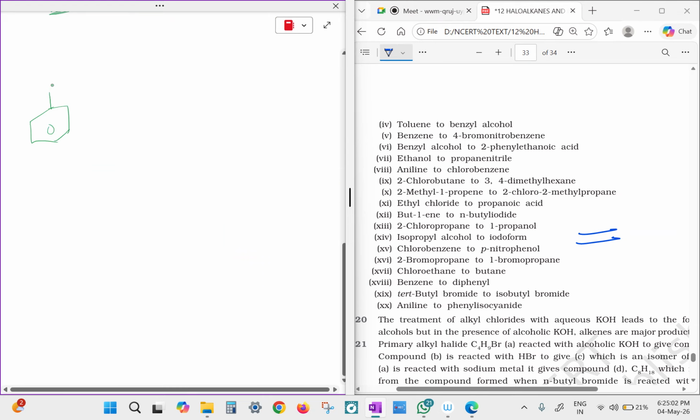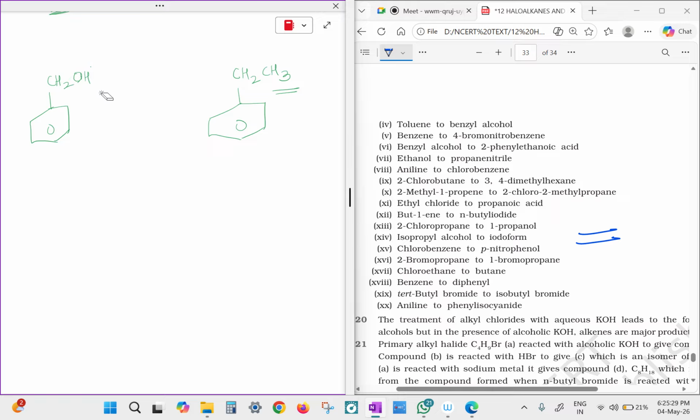I've got phenyl, that is benzyl alcohol, and I want to make it phenyl ethane or ethyl benzene. Come on, think about it. In the place of OH, this part is common for both the compounds. I want CH3 in the place of OH. What can we do? Think about it. Anybody can tell me.